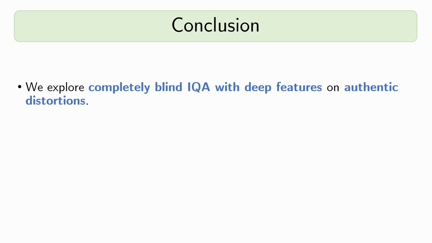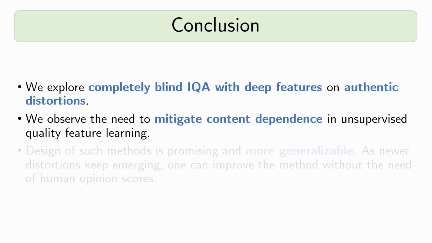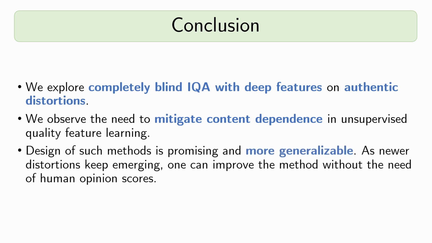Concluding our talk, we have explored completely blind IQA with deep features on authentically distorted images. We observe the need to mitigate content dependence in unsupervised quality feature learning, especially in the case where we do not have negatives. Finally, the design of such completely blind IQA methods is promising and more generalizable. With newer distortions emerging from evolving camera sensors and algorithms, one can improve or scale the method without the need of human opinion scores.